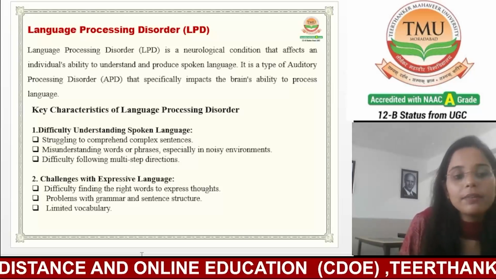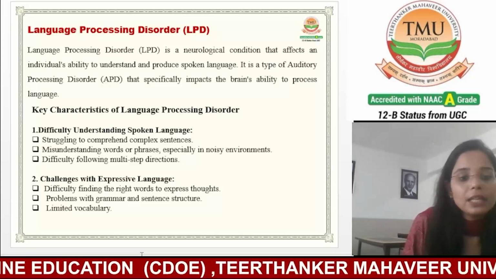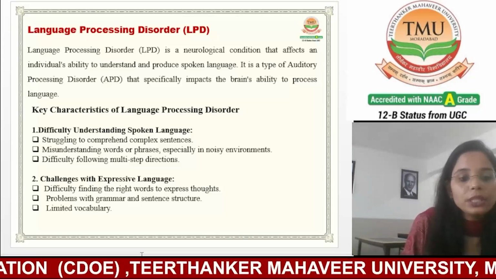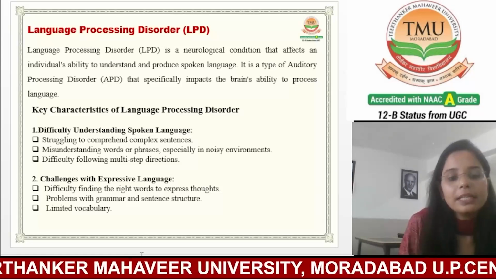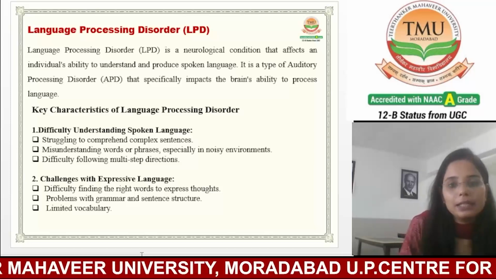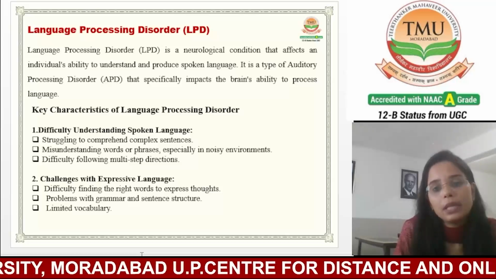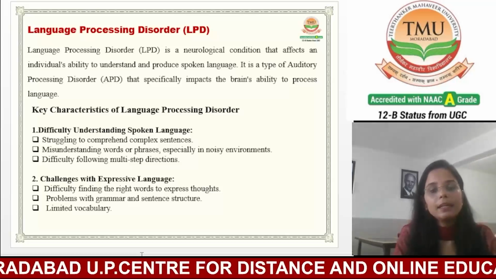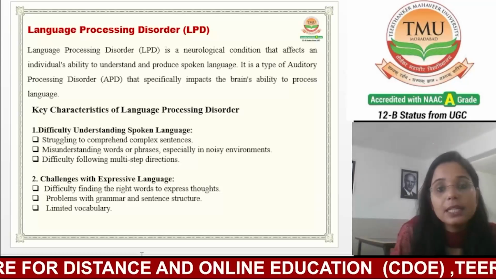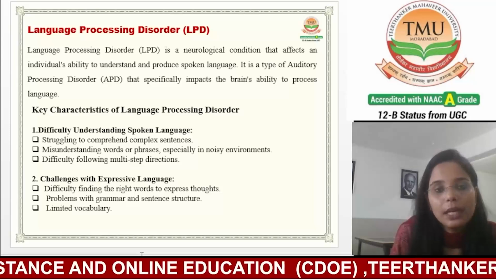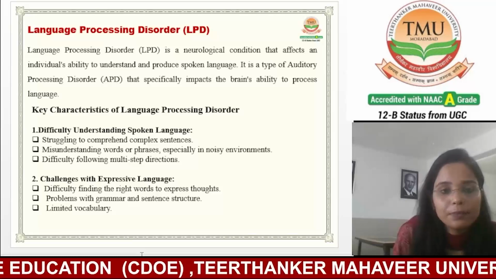They might have trouble identifying the main ideas of a story, understanding nuances like tone and inference, or using language to express their own thoughts and ideas. This can make reading, writing, and communicating challenging. So basically, language processing disorder (LPD) is a neurological condition that affects an individual's ability to understand and produce spoken language. It is a type of auditory processing disorder that specifically impacts the brain's ability to process language.